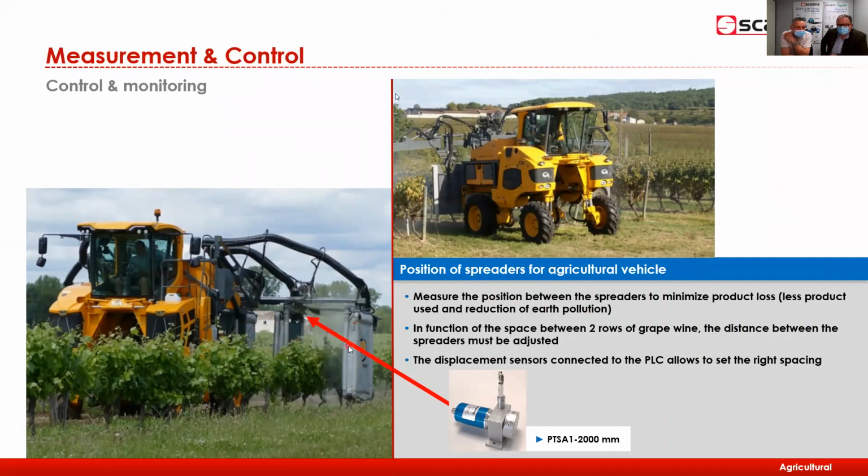So it's important to know the gap between these 2 spreaders. It depends. It can change in function of the grapevine. So with the sensor, we give the position of each spreader, and the operator can adjust the good space and check if the machine is in good position before starting to use it.